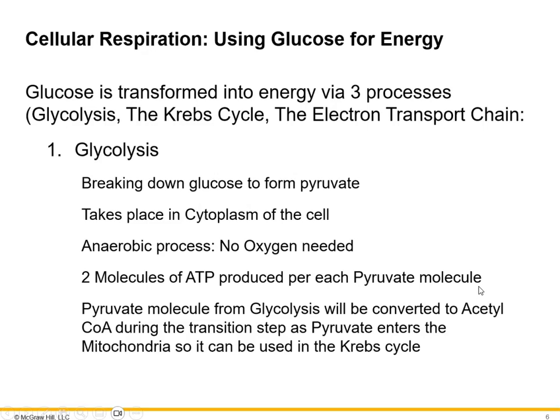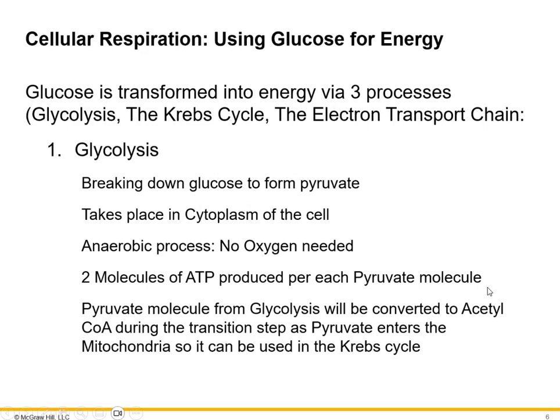There are 2 molecules of ATP produced for every pyruvate molecule that is made. But the main goal of this step is not producing ATP. The main goal is producing this pyruvate so that we can go into the mitochondria and kick off the citric acid cycle.